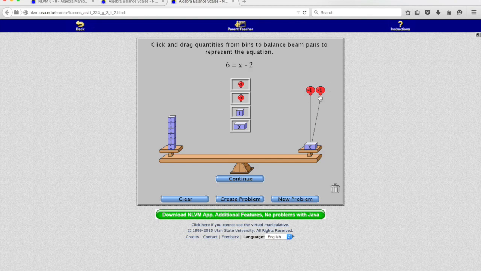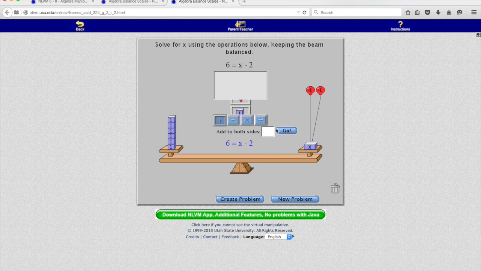Their effect is to pull up with a weight of 2. So what we're going to do to counteract that is add 2 blocks to both sides. By adding 2 blocks to this side, the effect of the 2 balloons will cancel out, and as long as I do it to the other side, I should be fine.